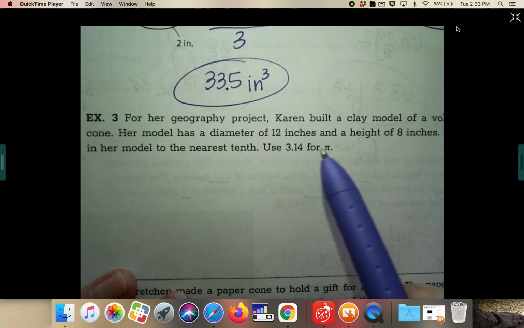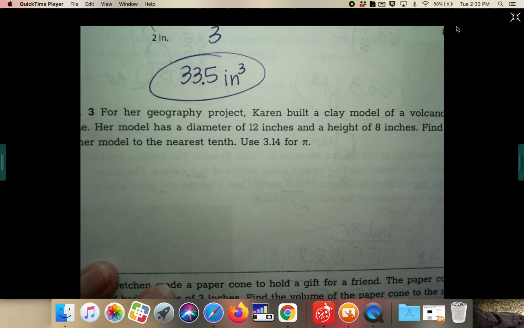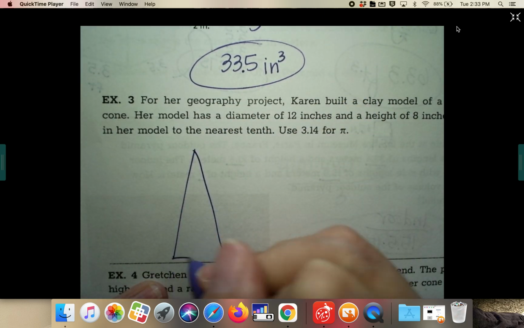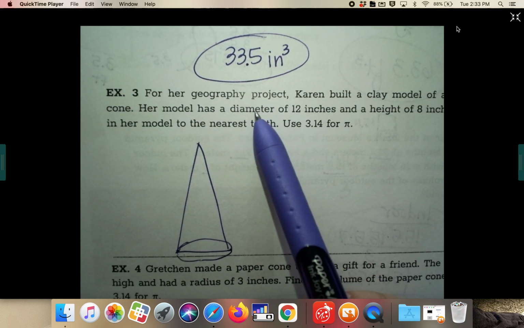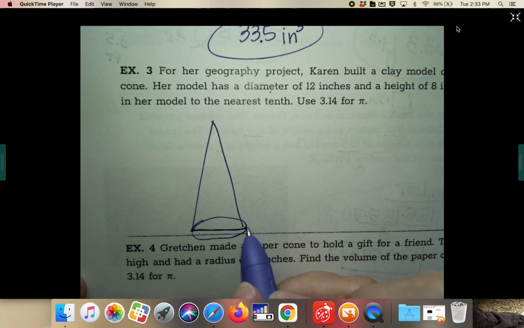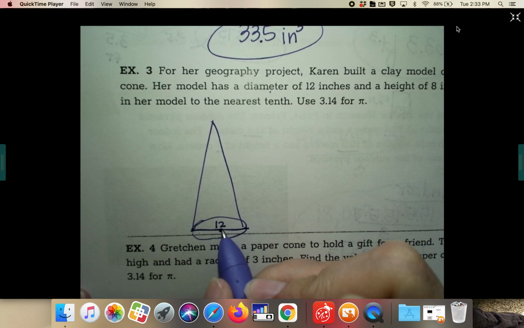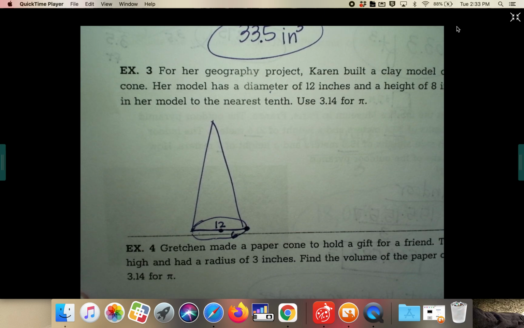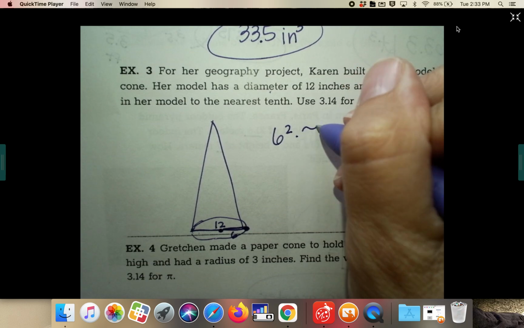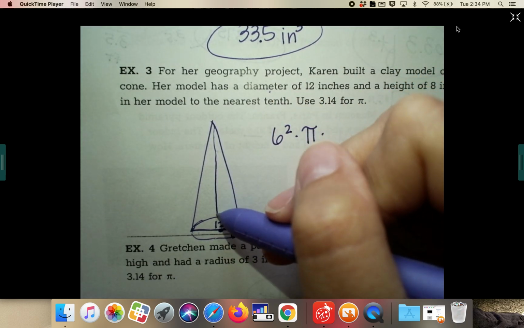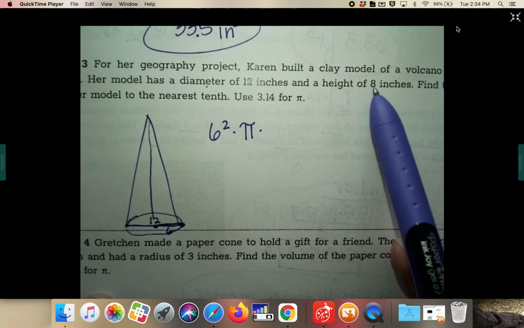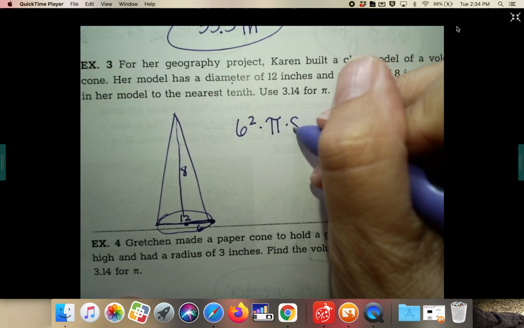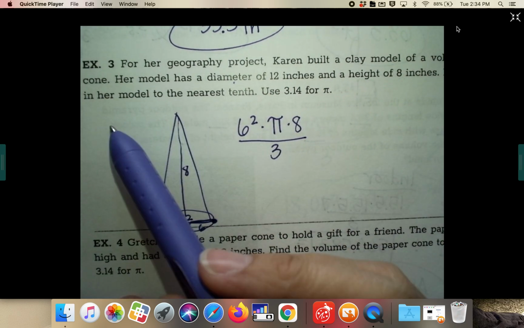For her geography project, Karen built a clay model of a volcano in the shape of a cone. So let's just say here's her volcano, and it's in the shape of a cone. Her model has a diameter of 12, so that's the whole way across is 12. I only need a radius, so I only want the part that is halfway across, so I only want 6. So I'm going to do 6 squared times pi. I didn't hear her say the height yet. A diameter of 12 and a height of 8. So the height is 8, and then we'll divide by 3. Find the volume to the nearest tenth.